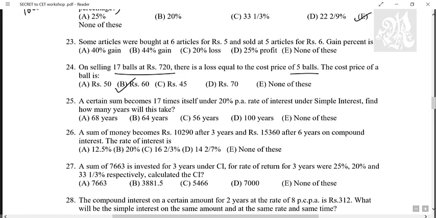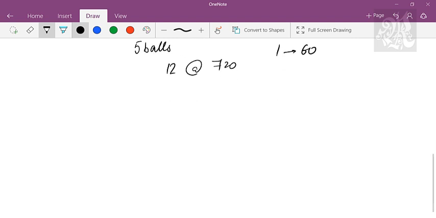Simple as that. 25th, certain sum becomes 17 times itself under 20% simple interest. Now what is simple interest? It is an incremental interest. So if I say 20% interest, first year I get 20, second year I get 20, etc. In 5 years I make 100. So in 5 years I make my own amount back.